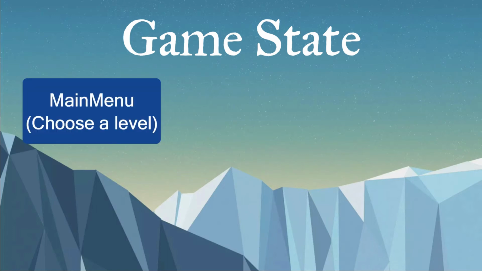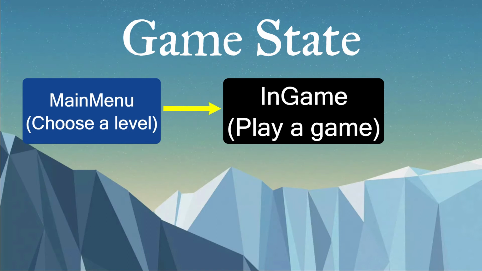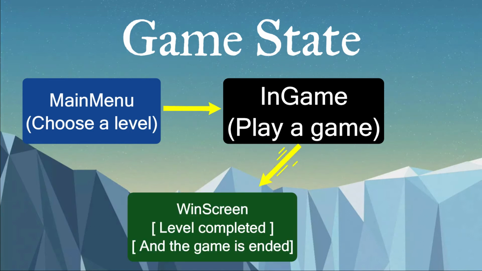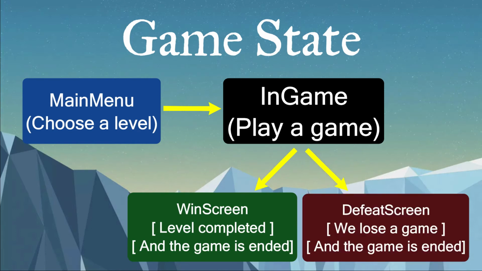Look at this game diagram for our game. While the player plays the game, at first the main menu should be displayed. In the main menu the player will choose the level, and proceed to the next game state. That is, in our case, the in-game state, where the player will play the game. And at last if the player wins the game, the win screen state is shown, in case of failure to win, the defeat screen state is shown, and we will return back to the main menu.